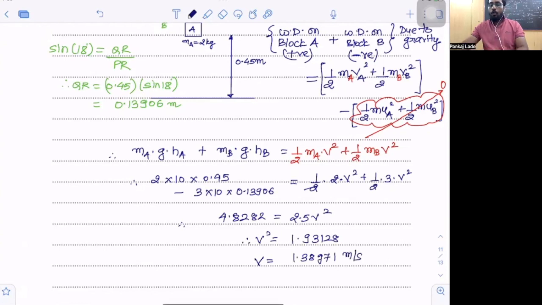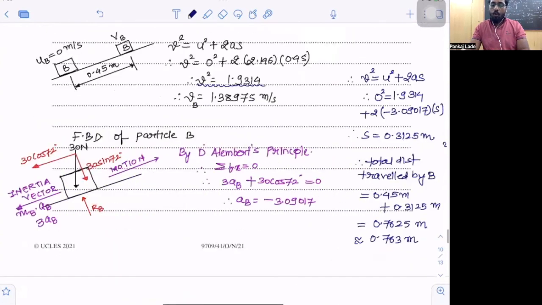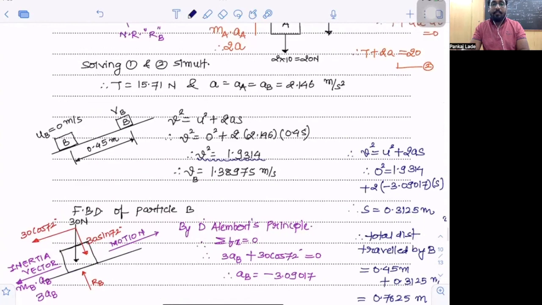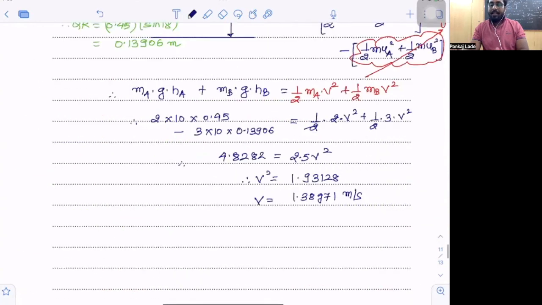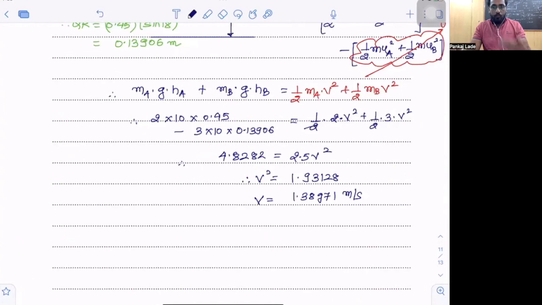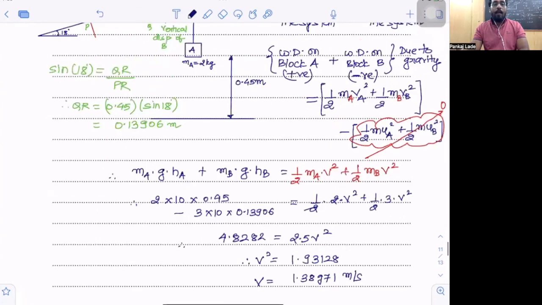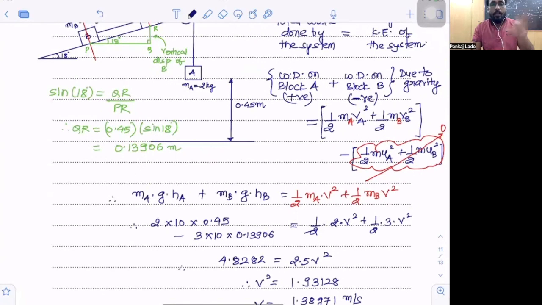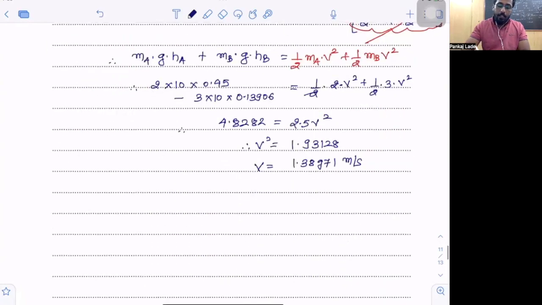So you can recall this was the same answer that you got for V square, 1.9314, 1.93128, very close, right? Very close answer if you observe. So I've got the value of V square, I've got the value of V. Now what will happen? The system will break. Now there is no block A, only block B is there. So again, let's draw just the FBD of block B.